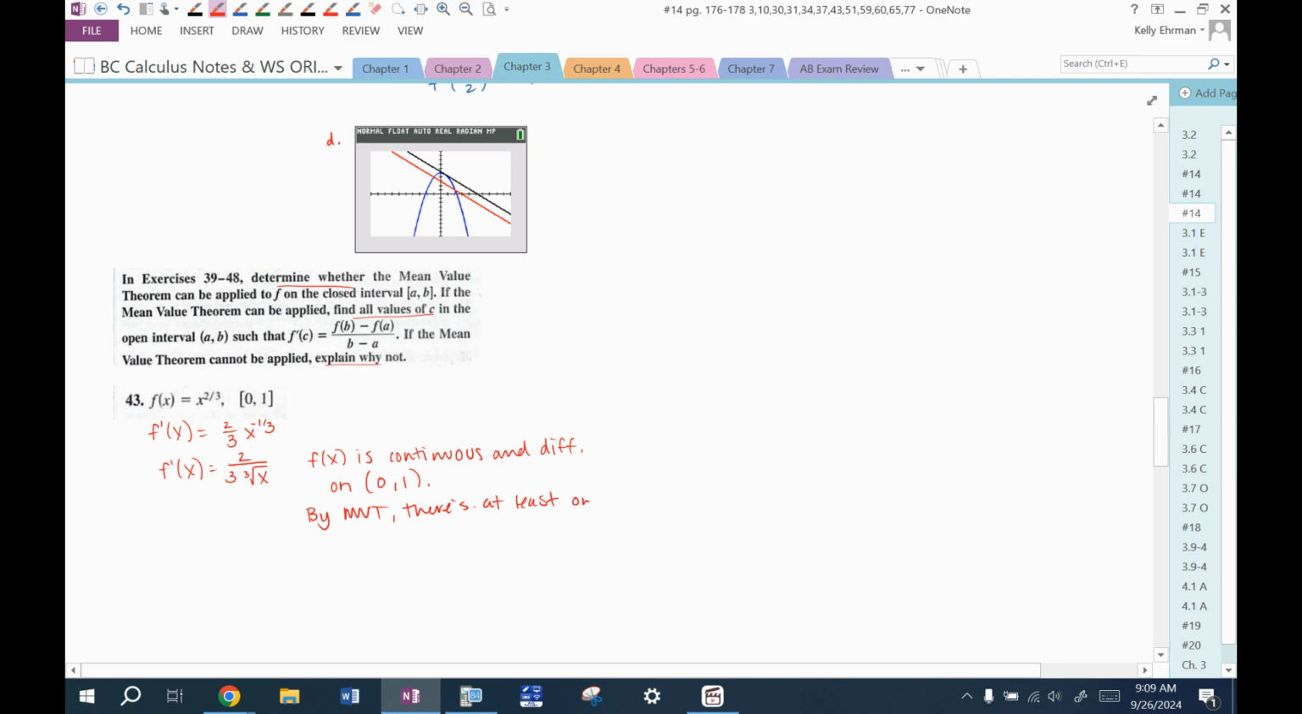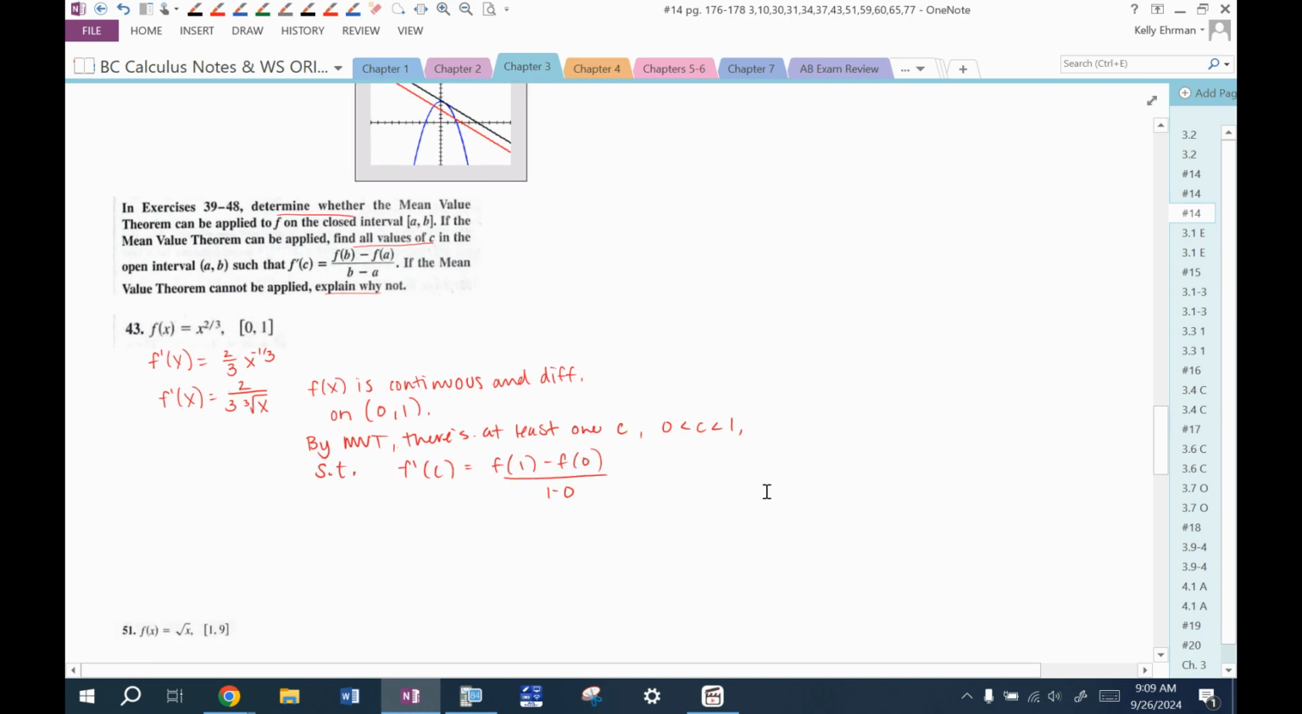There's at least one c between 0 and 1 such that f prime of c equals f of 1 minus f of 0 all over 1 minus 0. The derivative, there's a tangent slope that's equal to a secant slope somewhere on this interval. Okay, so we have to find what that is. f prime of c, we already have an f prime equation. It's 2 over 3 cube root of c.